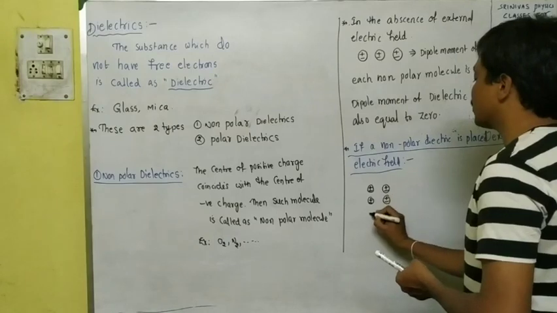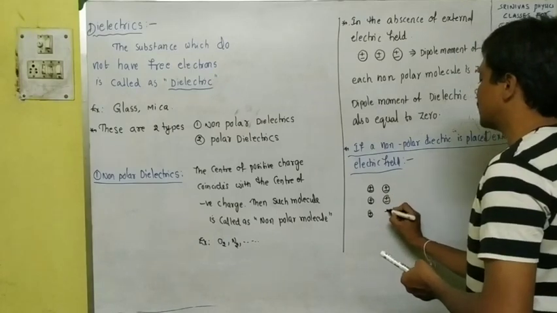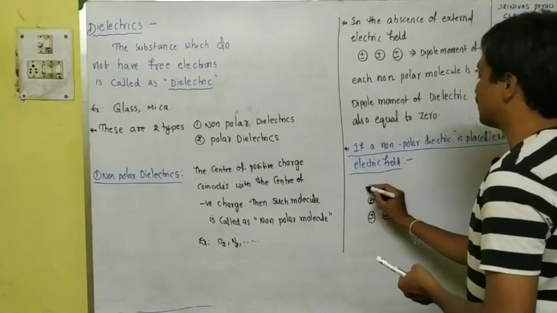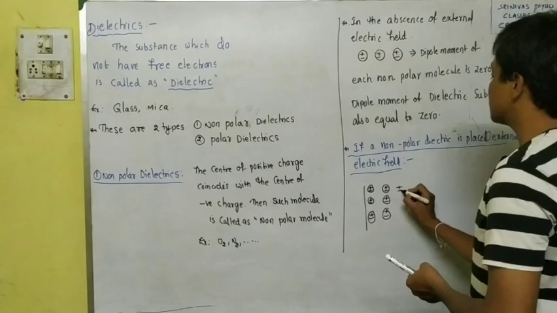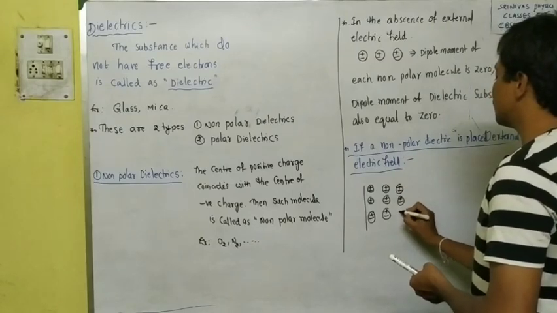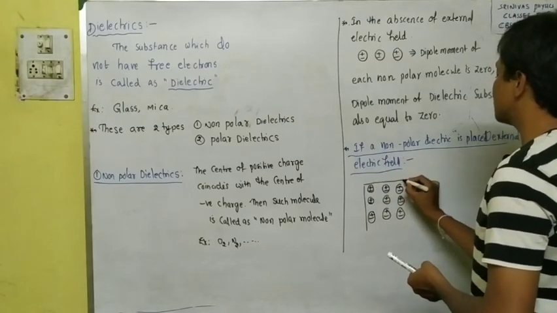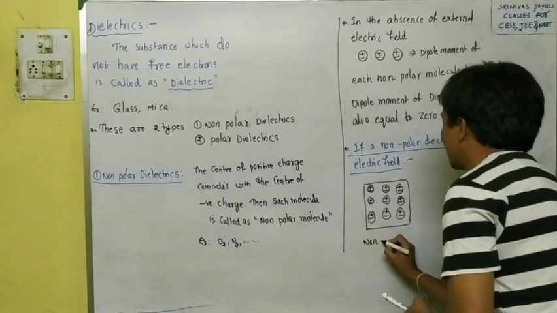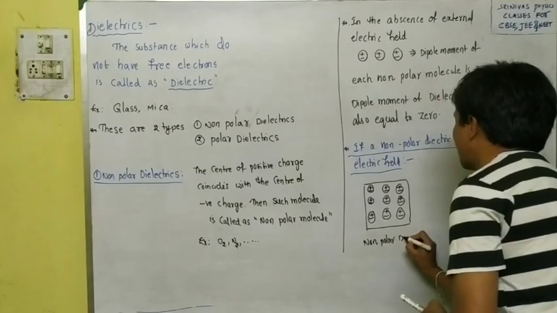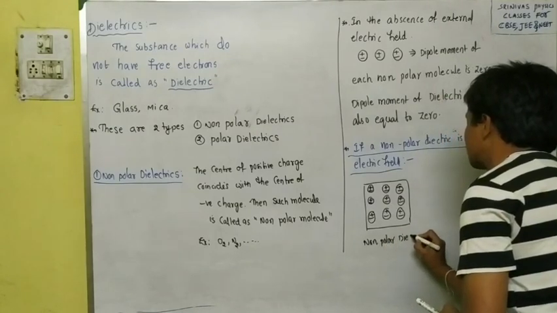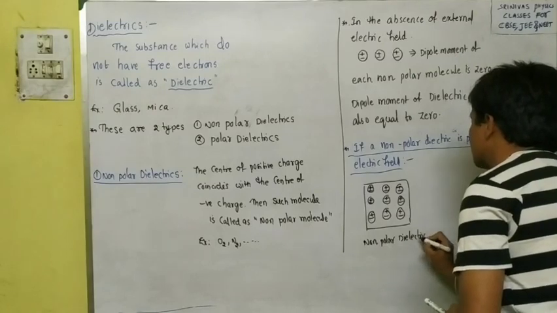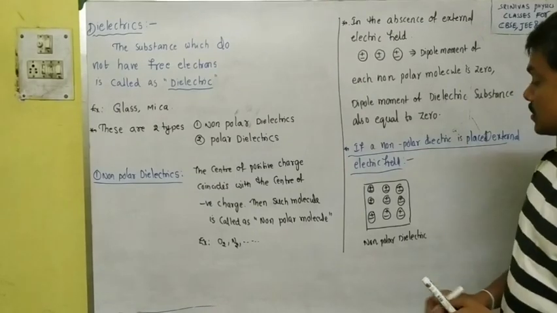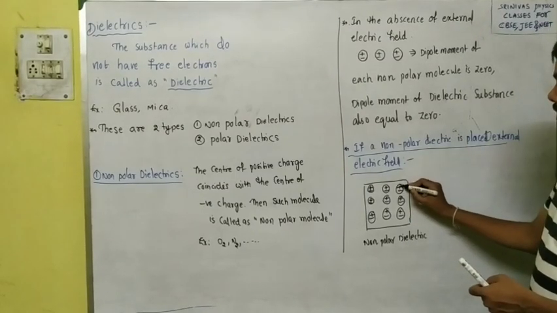In non-polar dielectric, positive charge will be there and negative charge will be there. They coincide, right? They coincide like this. These are the molecules. This is a molecule. This is a molecule. This is a molecule. This is non-polar dielectric. Dielectric means it is a substance, right? The substance which contains the non-polar molecules. Non-polar molecule means what? Center of positive charge and center of negative charge coincide.